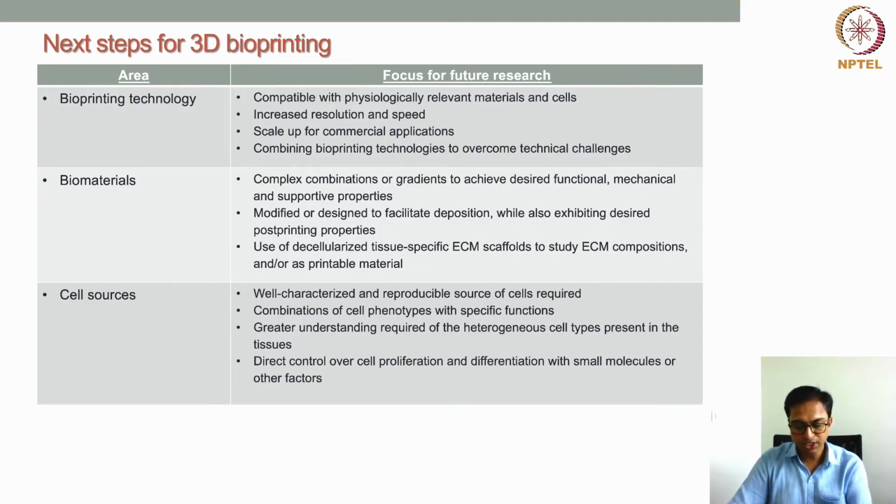We use this process where we can print the structure in one particular 3D configuration, but after printing, when a stimulus is activated, the structure changes itself to another 3D configuration.